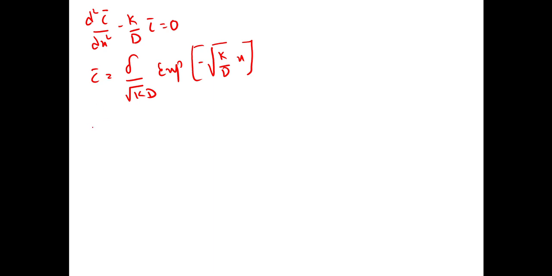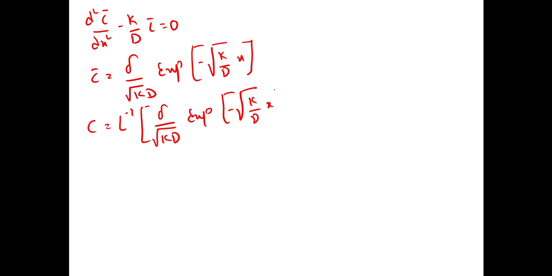So this is Laplace inverse we have to apply. Delta divided by root kd exponential of x. So by solving this Laplace transform, we will be getting the concentration of x comma t. One minute, I will erase it a little bit.